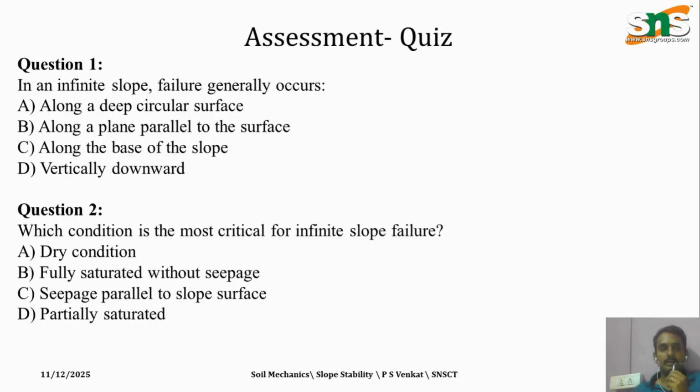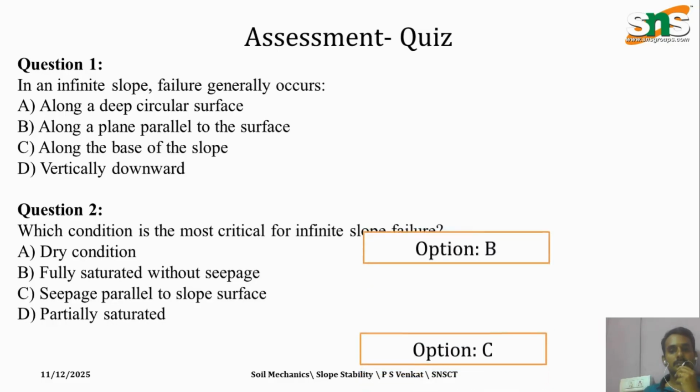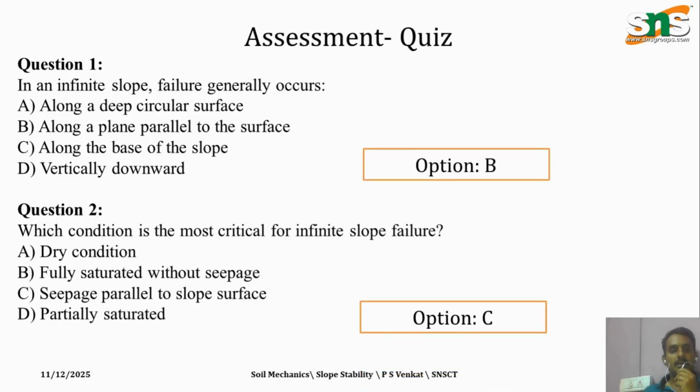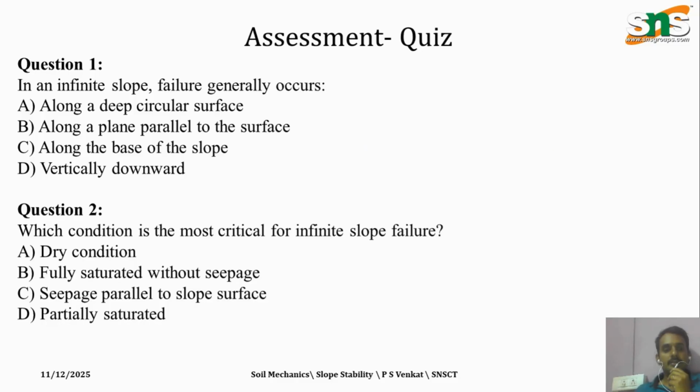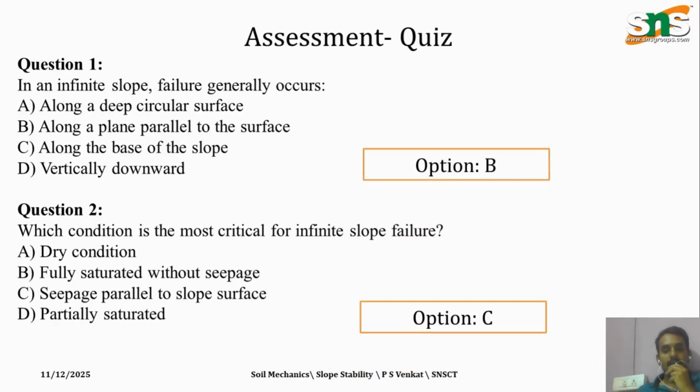Next is the assessment. There are two questions. First question: in an infinite slope, the failure generally occurs along a deep circular surface, along a plane parallel to the surface, along the base, or vertically downward. The answer is option B, along a plane parallel to the surface. Second: which condition is most critical for infinite slope failure? Dry or fully saturated without seepage, seepage parallel to the slope surface, or partially saturated? The answer is option C, seepage parallel to the slope surface.